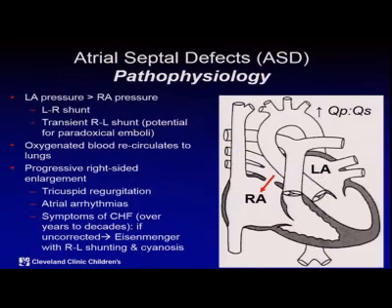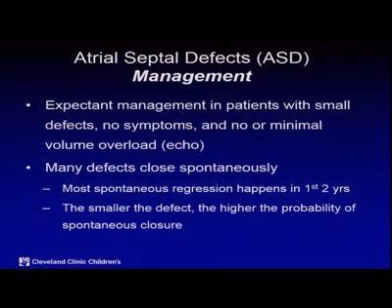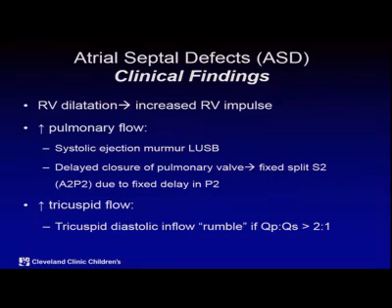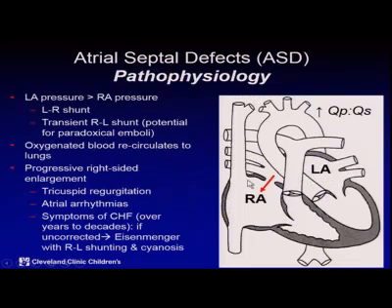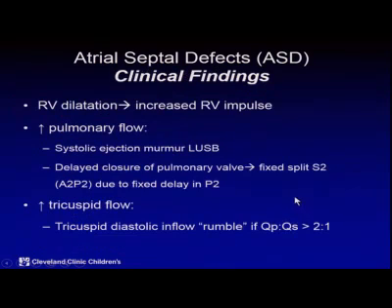So the clinical findings, again, have to do with right ventricular dilatation, therefore increased palpable right ventricular impulse, increase in the pulmonary blood flow, which causes a systolic ejection murmur at the left upper sternal border. Again, it's not that the pulmonary valve is stenotic, it's that it's relatively stenotic to the amount of blood that it's being asked to handle.